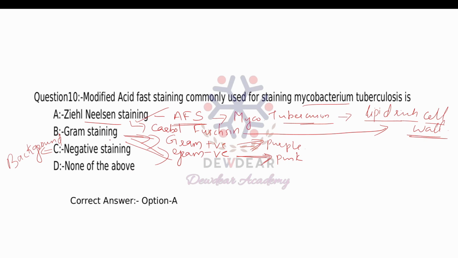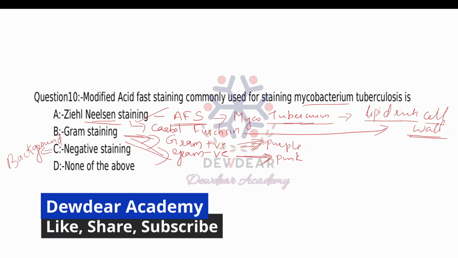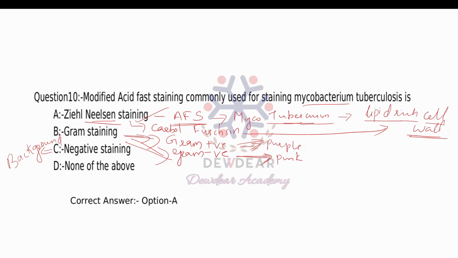Okay, so Ziehl-Neelsen staining is a type of acid fast staining, and it is used for Mycobacterium tuberculosis because Mycobacterium tuberculosis has a lipid rich cell wall, and in this type of staining the carbol fuchsin binds strongly to the Mycobacterium cell wall, and it gives the different color changes.